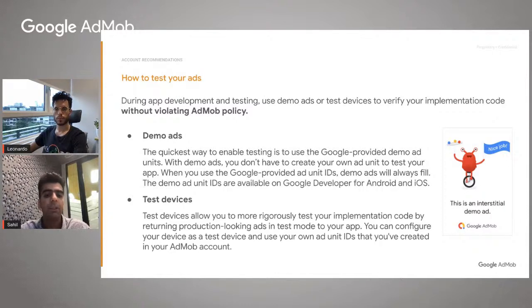When you also enable a test device, the AdMob network sends production ads in test mode to your device using the ad unit IDs you have created in your AdMob account. This is also a safe way of testing production ads and verifying the implementation code that you have put in place without violating any of the invalid traffic policies that we have in place. So please remember to learn how to set up a test device, how to set up test ads, and use them in order to ensure that you are not clicking on live ads.